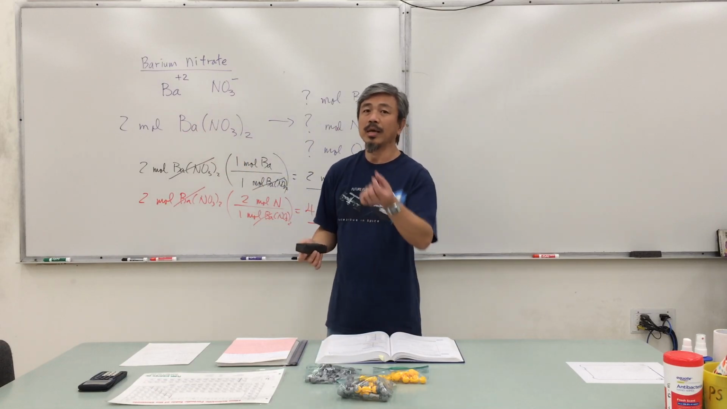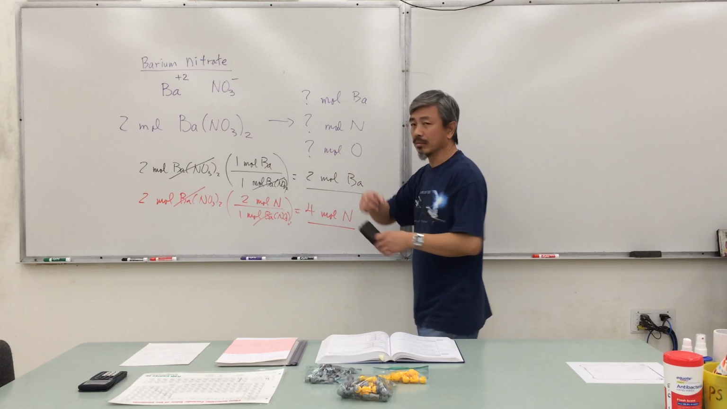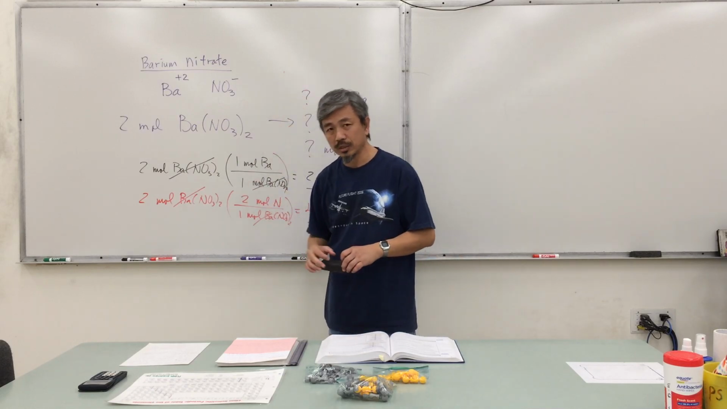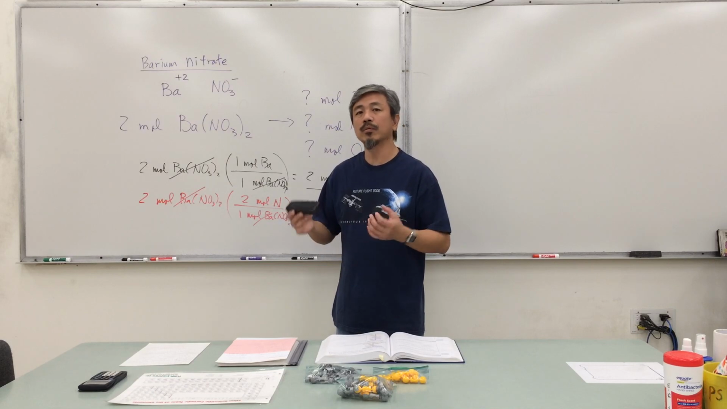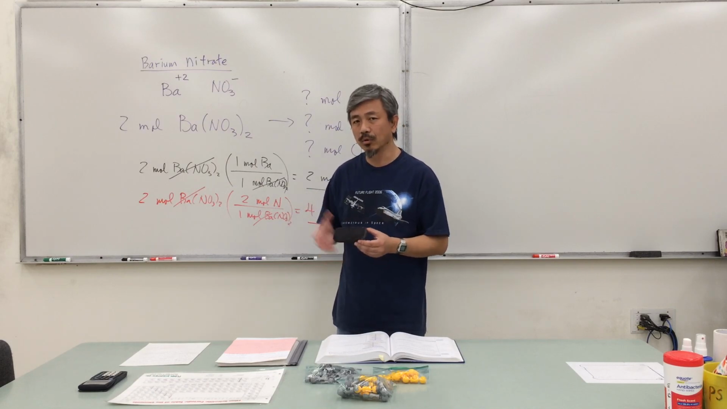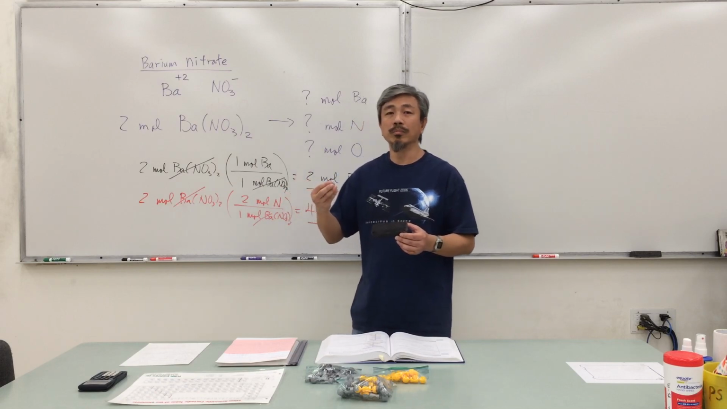We're not going to be able to look at just 1 atom of barium to every 2 atoms of nitrogen to every 6 atoms of oxygen and so on and so forth. We're not going to be able to work with them individually like that. Most of the time we're going to have to work with macroscopic quantities.